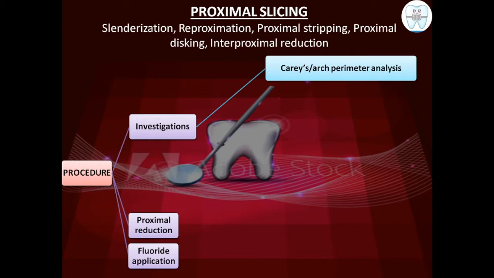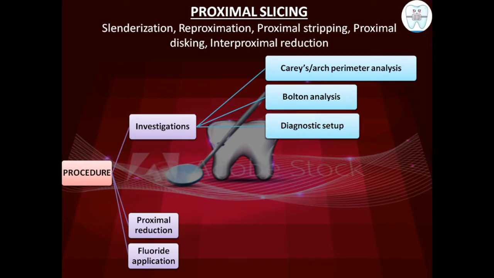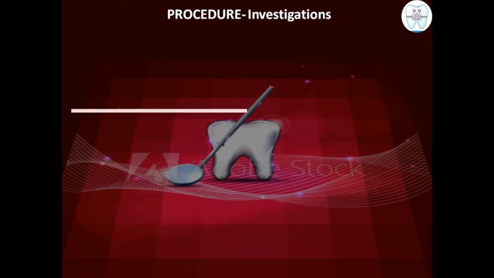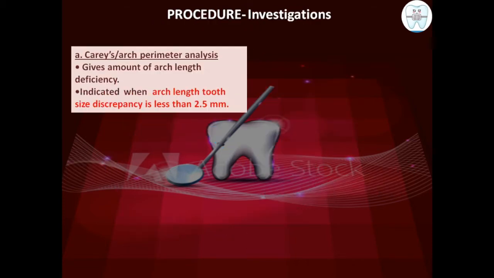Investigations में KDs और arch perimeter analysis, Bolton's analysis, diagnostic setup and intraoral periapical radiograph, and then peck and peck ratio. Proximal reduction could be localized or generalized. So investigations में सबसे पहले KDs, it gives the amount of arch length discrepancy. और हम लोग को proximal slicing कब indicated है? When arch length tooth size discrepancy is less than 2.5 millimeters.